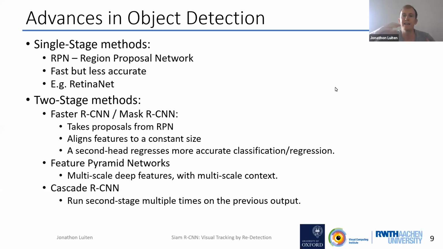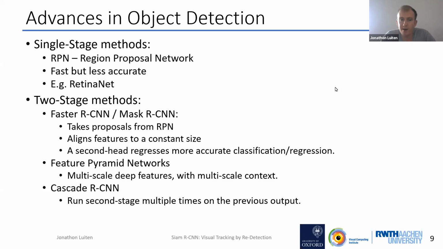So they get a feature map that's constant size, and a second network head, so a second part of the neural network, takes these features, processes them, and then is able to, at a second stage, output a more accurate classification and regression on these features. So in general, this two-stage approach works much better. And there's been a number of other advances that have shown improved results, things that we're going to exploit in our method, so we're going to talk about them.